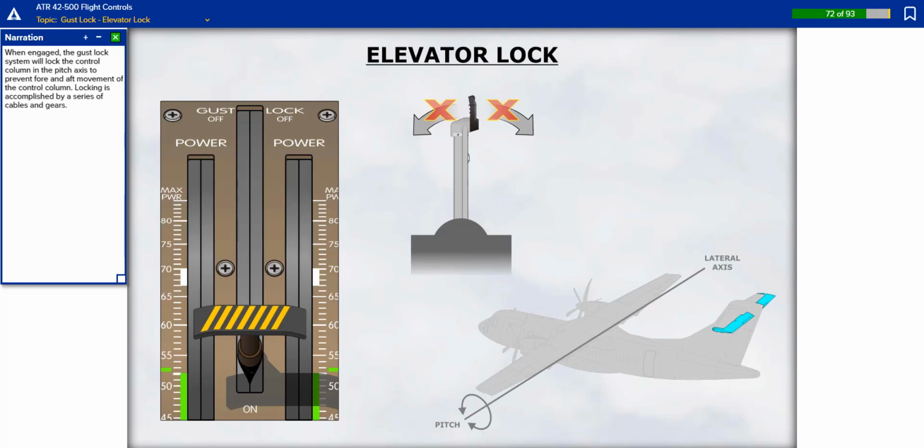When engaged, the gust lock system will lock the control column in the pitch axis to prevent fore and aft movement of the control column. Locking is accomplished by a series of cables and gears.